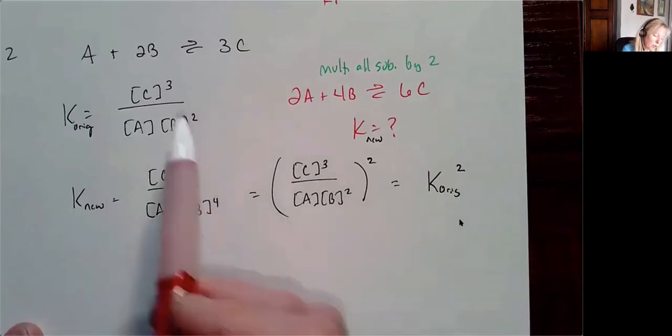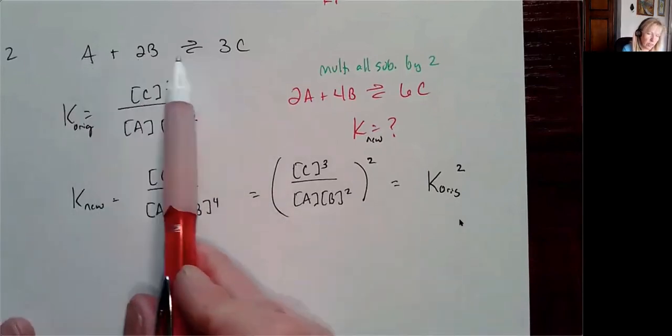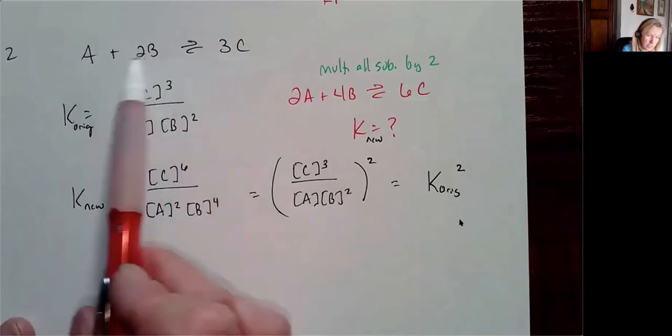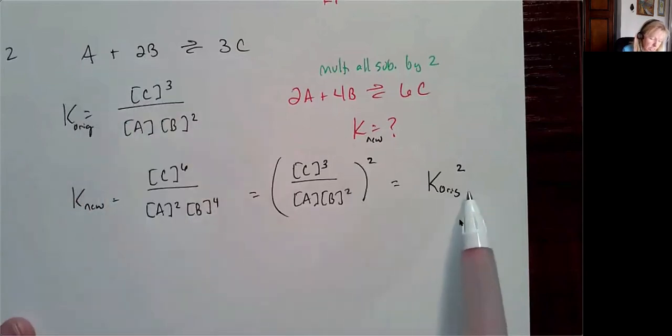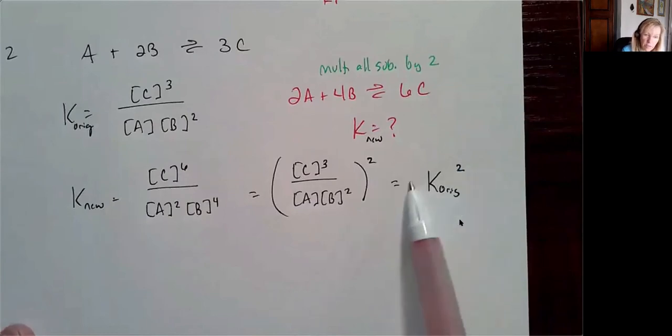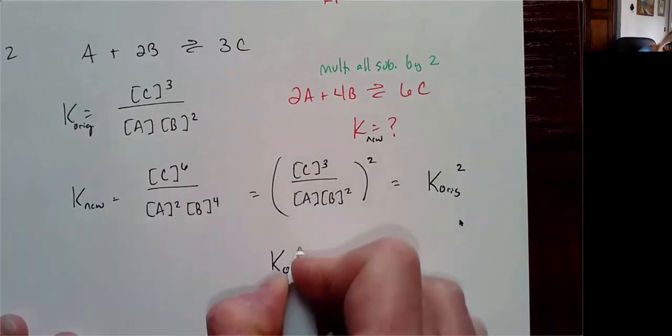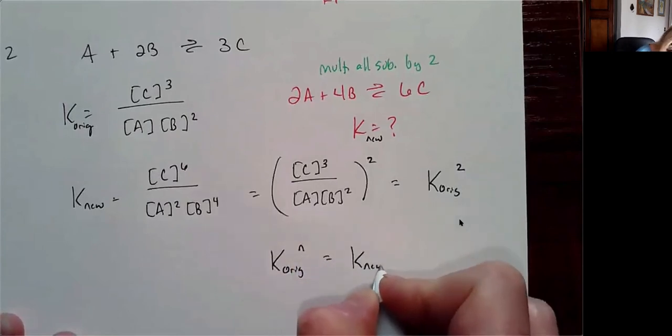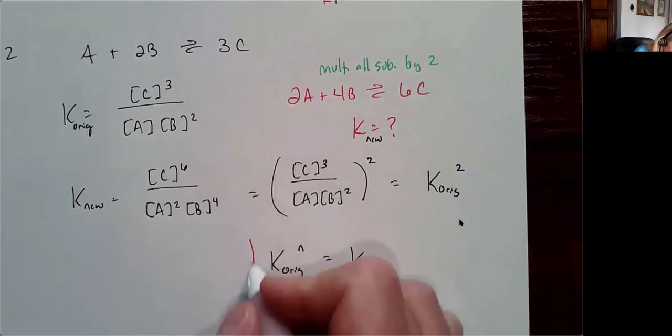So if I'm going to multiply a chemical reaction all the way through, I'm going to multiply my coefficients here by a number, then I can just take my original K value and take it to the nth power of whatever it is I multiplied by. So my K original to the n equals K new. So this is another relationship here.